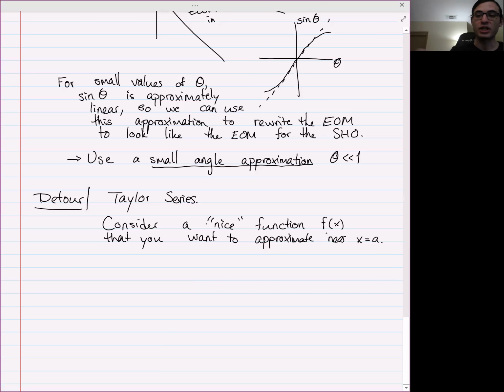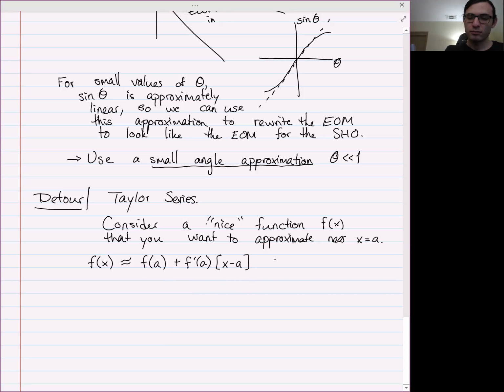If you're given this function and you want to approximate it near x equals a, then your function can be approximated as the following polynomial. First, you take f and evaluate it at a. Then you add to it the derivative of f evaluated at a times x minus a. So far, this is just a linear function. This is a number times x plus another number minus another number.